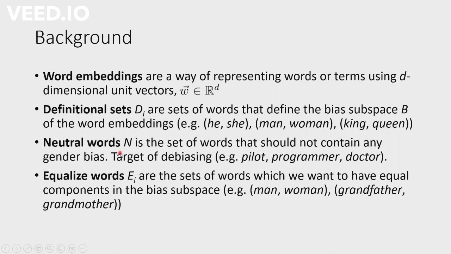Neutral words. These are the words that should not contain any gender bias. This is going to be the target of our debiasing. Finally, equalized words. These are sets of words which we want to have equal components in the bias subspace. For example, man, woman, we would want these two words to be identical except for their components in the gender subspace, which would be opposite in direction and equal in magnitude.